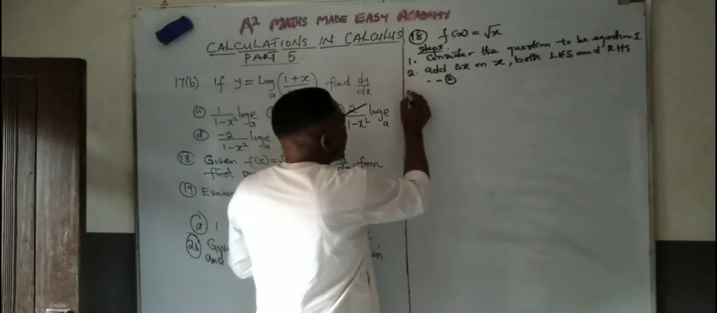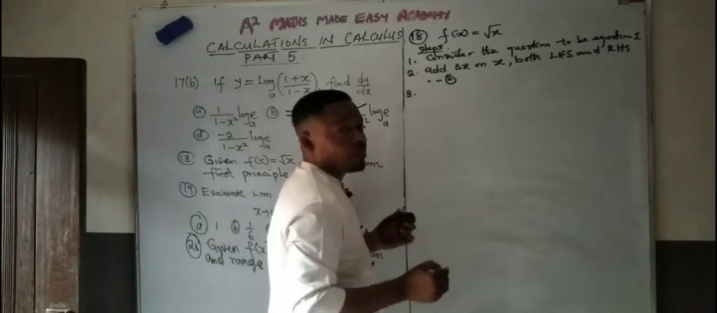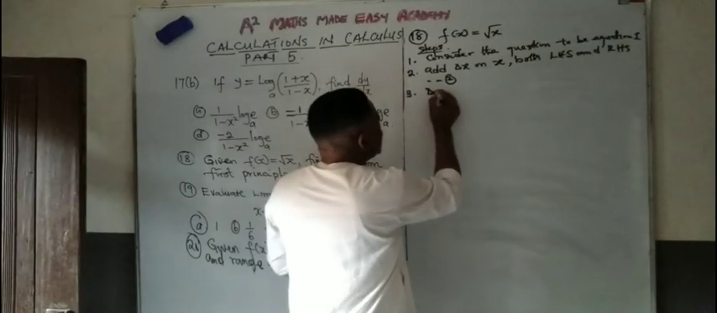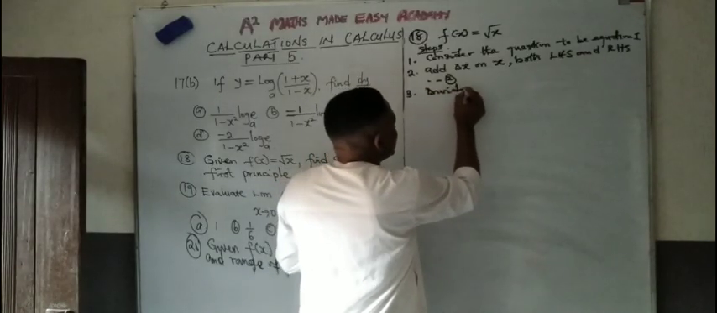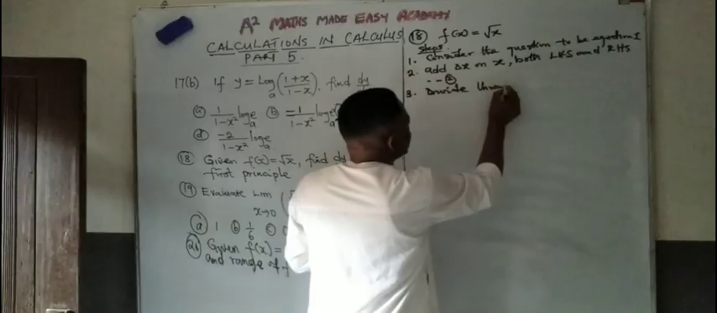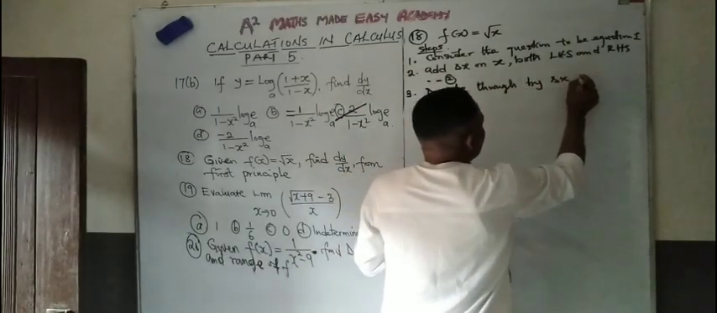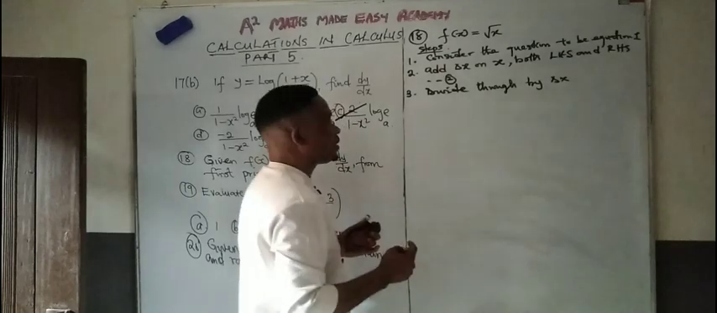Then the next one is step 3. After you might have done that, the next thing is you now divide through by the Δx, both left and right. That is the third step.